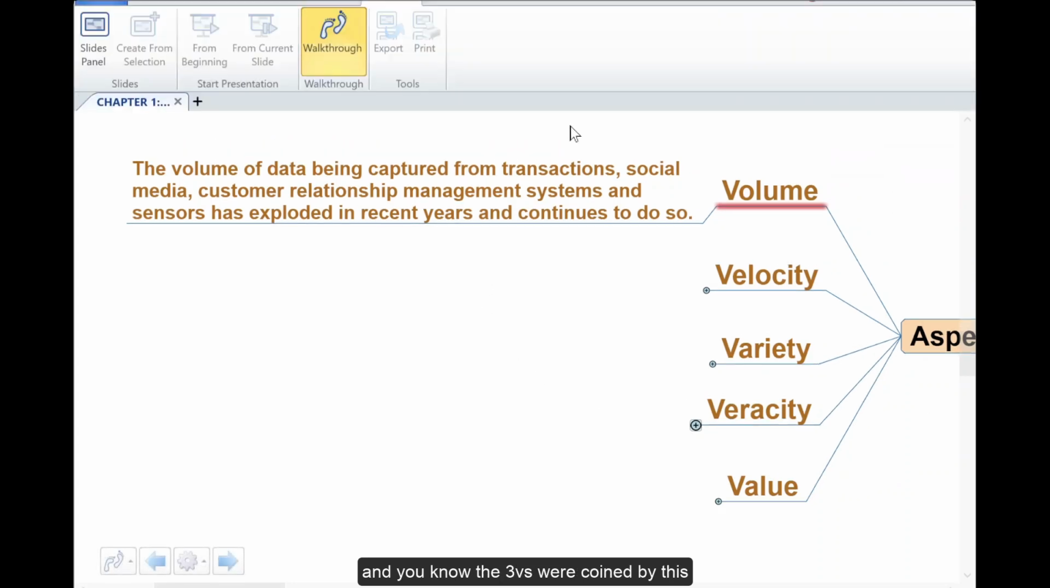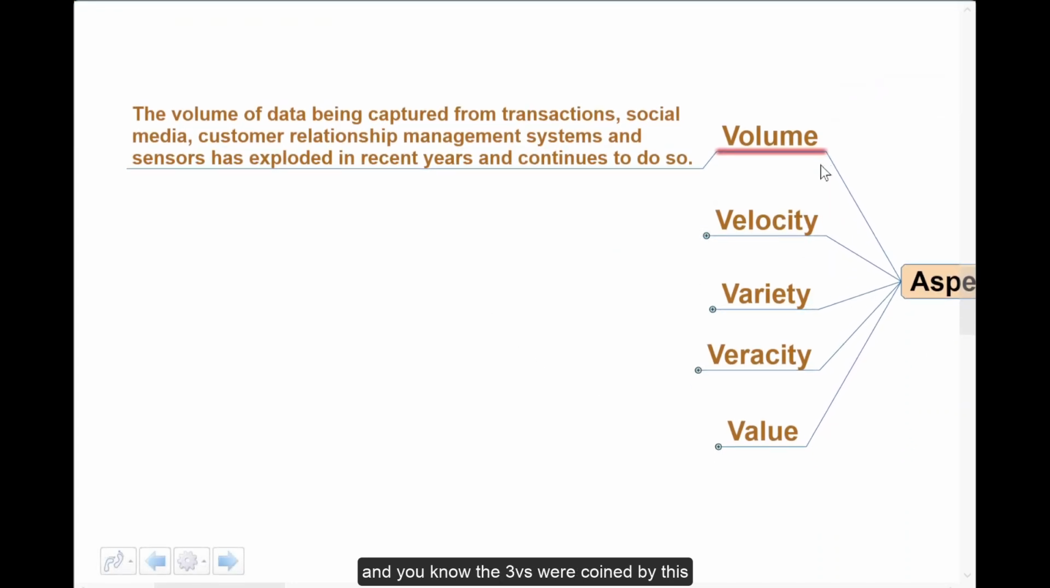And the 3 V's were coined by this individual, Doug Laney, this expert on data: volume, velocity, and variety. And then Gartner, the business information entity, added veracity. More recently, value has been added. So we really started with the 3 V's back in the noughties. Veracity was added around about then too. And then more recently, value. So let's walk through them.